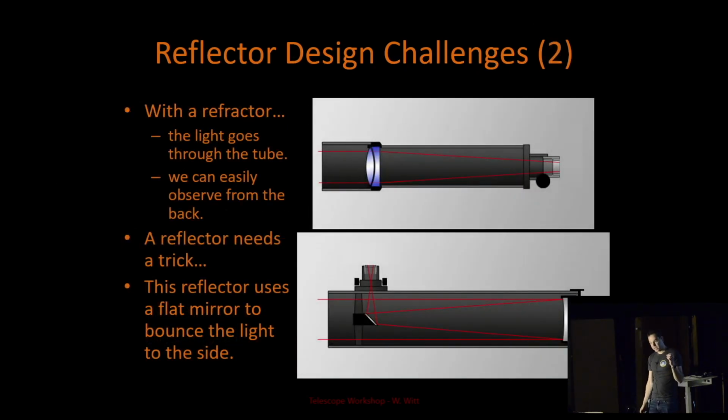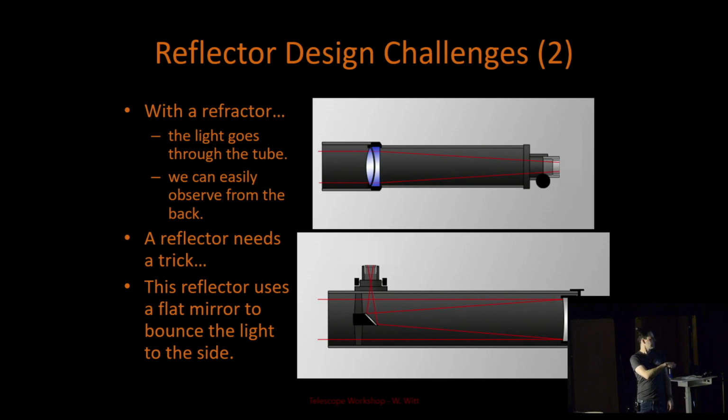Like I said, with the refractor, the light goes through the lens, and so you can have the lens in front of you, and the light will come in behind you naturally, because that's what lenses do. But the reflector needs a trick. For example, this reflector on the bottom uses a second mirror. And you can see the telescope is pointing off this way to the left.